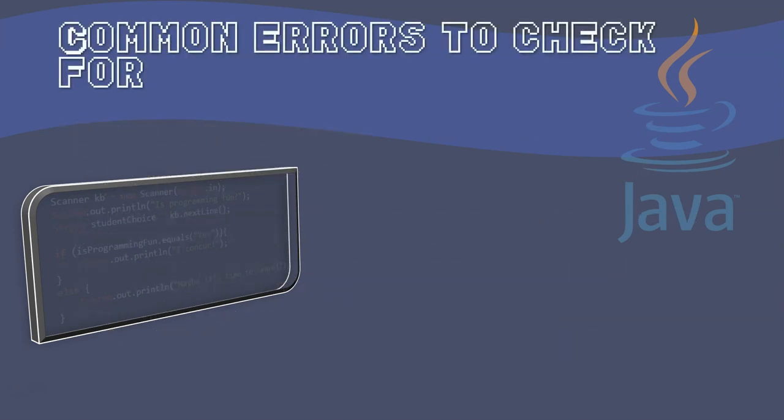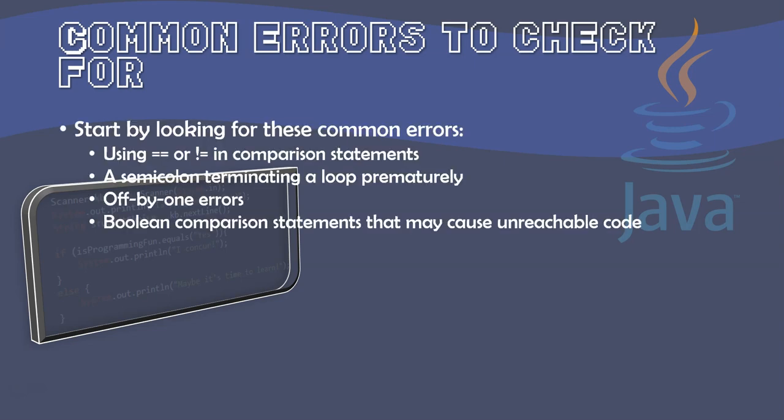So, what are some common errors to check for? Well, the first thing we do is look to see if we have things like equals equals or not equals comparison statements, because that's a lot of times where an error might occur, since you're looking for a specific thing. Or maybe you have a semicolon that's terminating a loop prematurely. Maybe you have an off-by-one error. These are all things, again, to look out for. Also look for Boolean comparison statements that may inadvertently cause unreachable code.